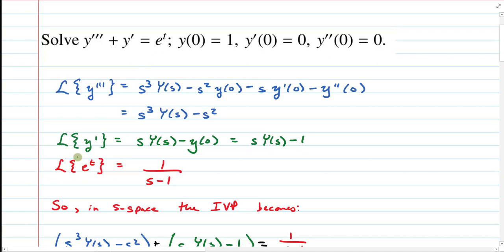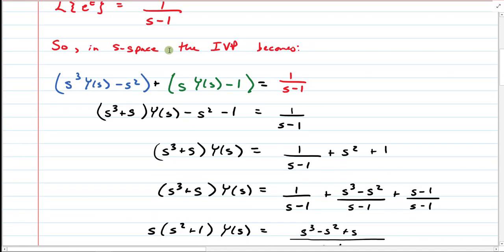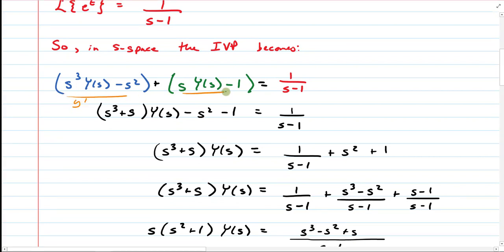Finally, we take the Laplace transform of the right-hand side, meaning this e to the t here, and the Laplace transform of e to the t is 1 over s minus 1. So at this point, we're ready to take the Laplace transform of both sides of this equation. We'll take the Laplace transform of the left-hand side and of the right-hand side, mapping us over into s space, giving us this new IVP where there's my y double prime, there's my y prime, and there's the e to the t prior to the transform, and then they move over.